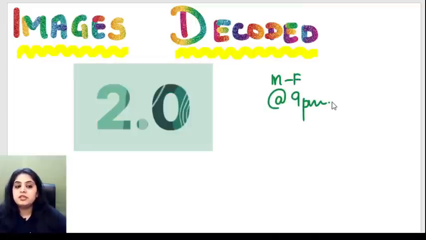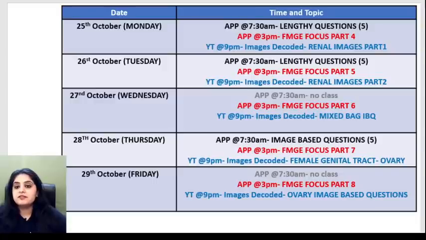Before I begin, I'll just give you a brief of what is planned for this entire week. This morning, we had a session on lengthy questions. Then in the afternoon, we had the FMG crash course. And now we are going to begin with renal pathology images part 1. Similarly, these trio classes will be continued almost on a daily basis, Monday to Friday. There'll be a class in the morning at 7:30 on the app, then 3 p.m. again on the app, and 9 p.m. on the YouTube channel.